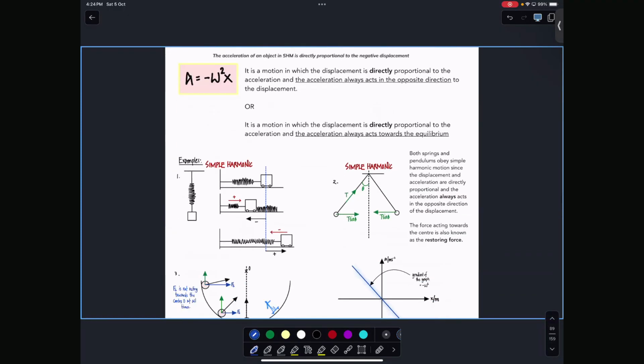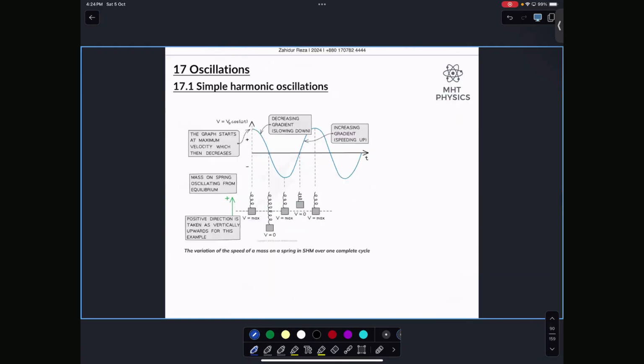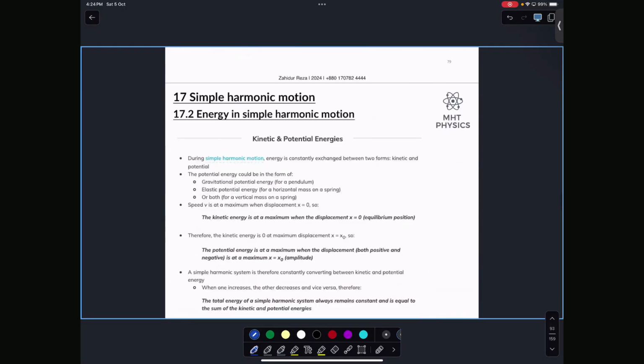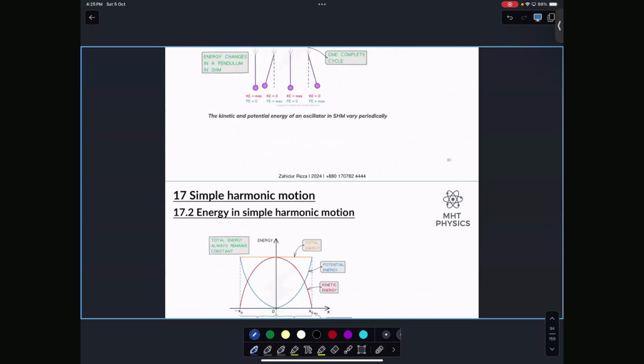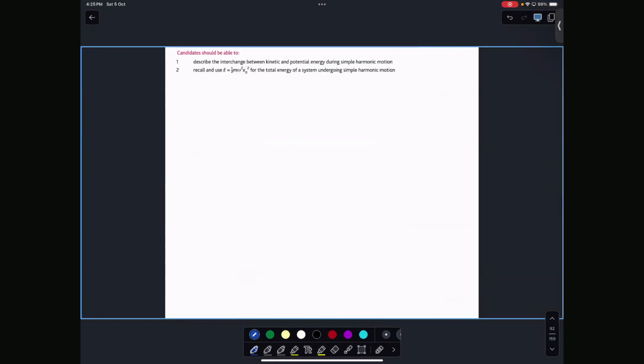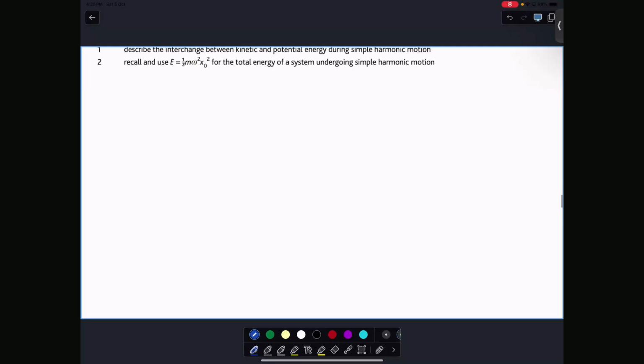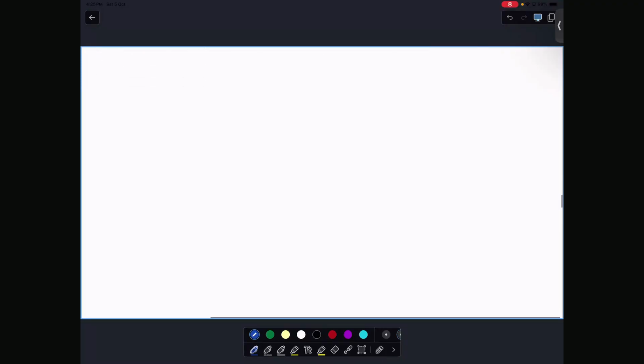So for that, can you go to page 79? Page 79. We need to know the energy interactions of simple harmonic motion. Before I start, I need some reminders from you.